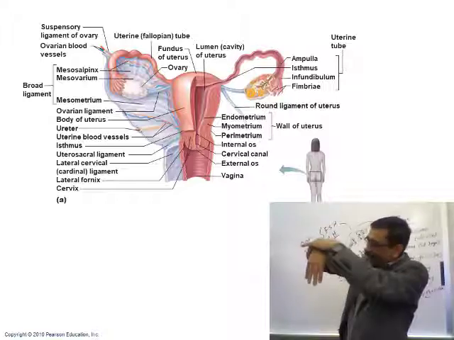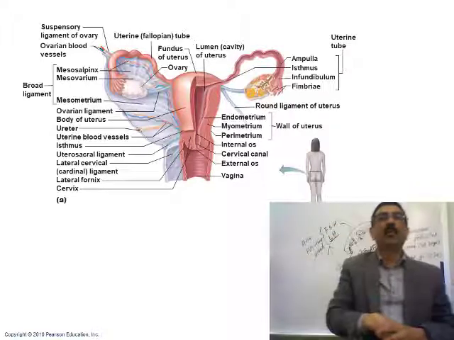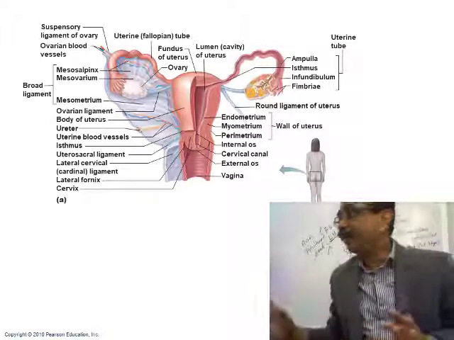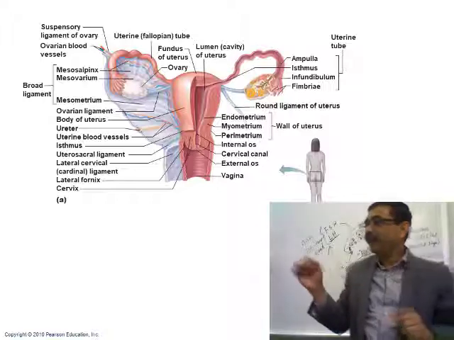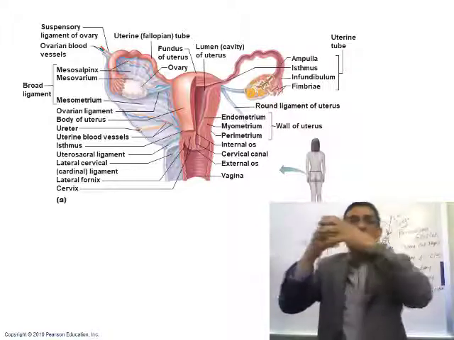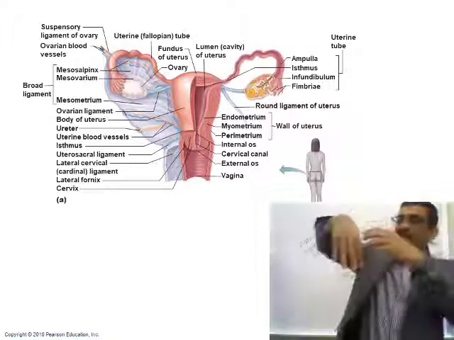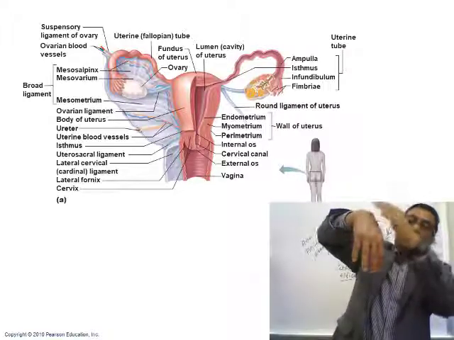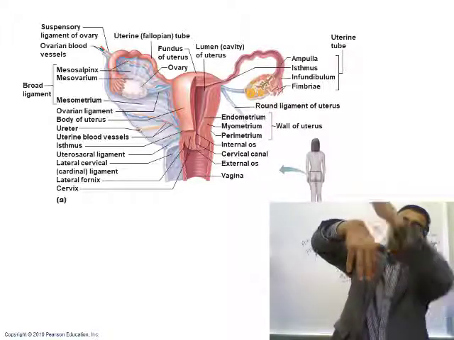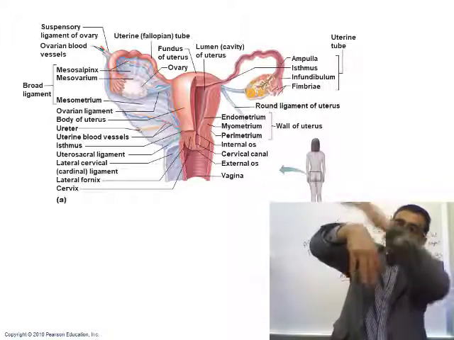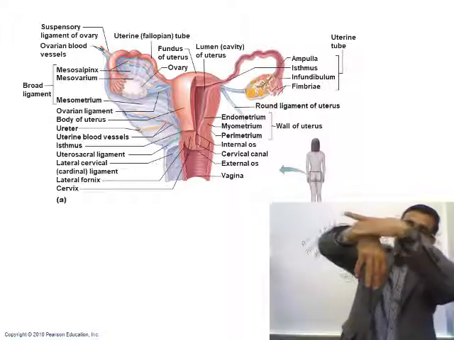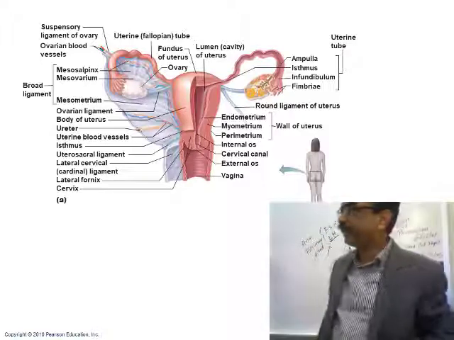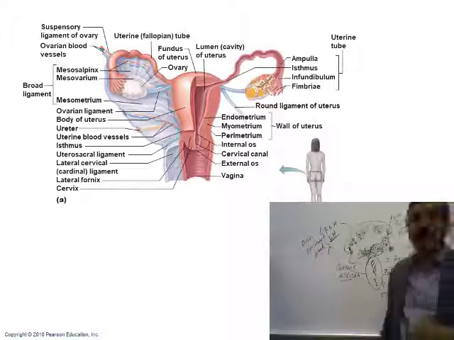And that area is called the ampulla. You already have heard ampulla. Ampulla means dilated or wide tube. So where is the ampulla? The area where the uterine tube turns towards the uterus like this, and that area is kind of wider or dilated. That's why it is called the ampulla.